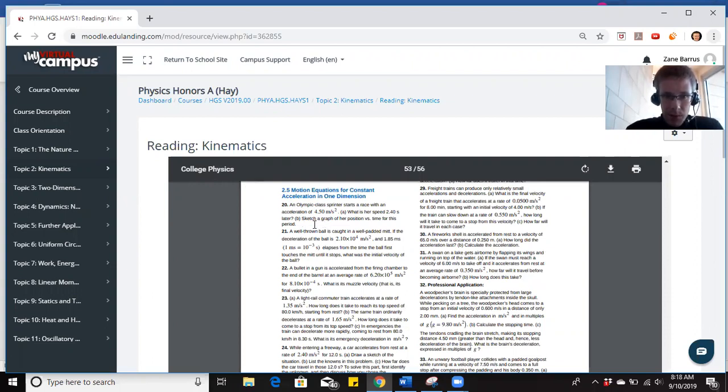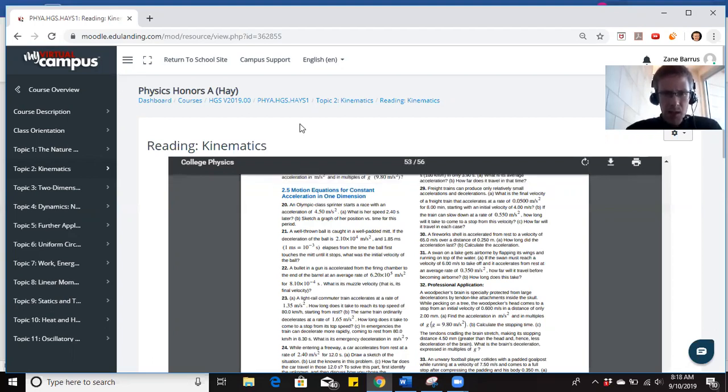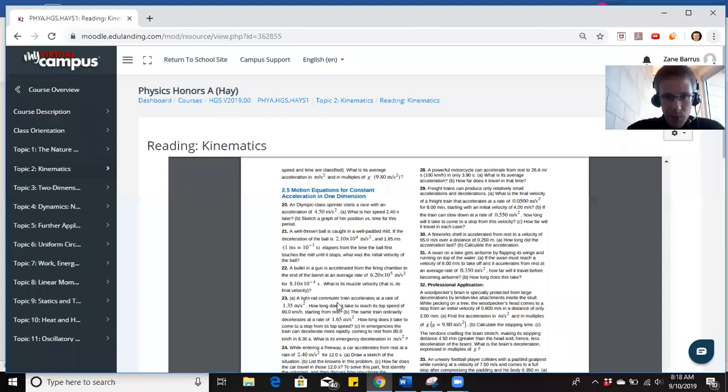So let's suppose that I was doing number 22. Number 22 reads, a bullet in a gun is accelerated from the firing chamber to the end of the barrel at an average rate of 6.20 times 10 to the 5th meters per second squared, for 8.10 times 10 to the negative 4th seconds. What is its muzzle velocity? That is its final velocity.